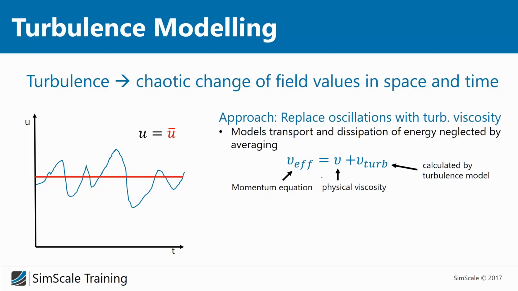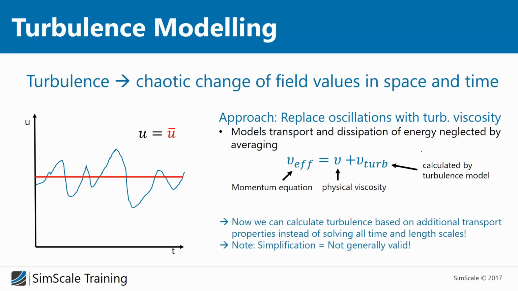So viscosity is the physical transport property in fluid flows. And now we will replace the physical viscosity of the actual fluid by a new viscosity, which we call the effective viscosity. And there we are summarizing physical viscosity plus turbulence viscosity. This turbulence viscosity is the artificial viscosity, which is not physically existing and is calculated by the so-called turbulence model.